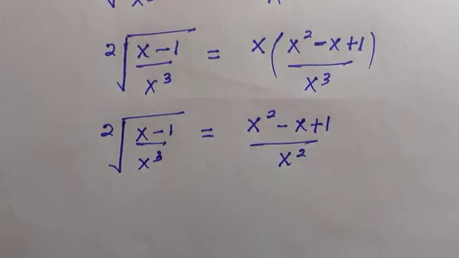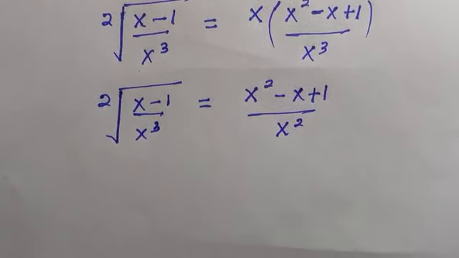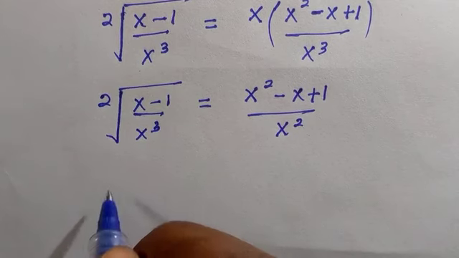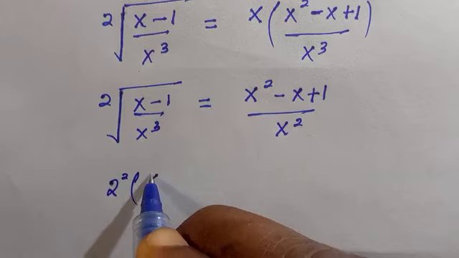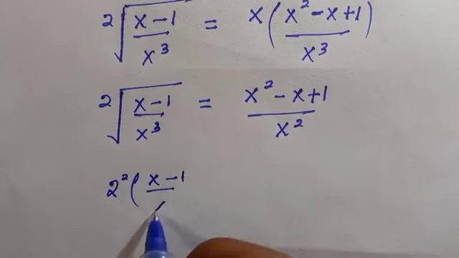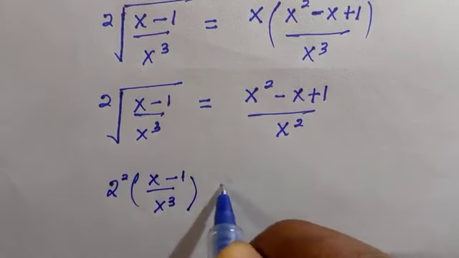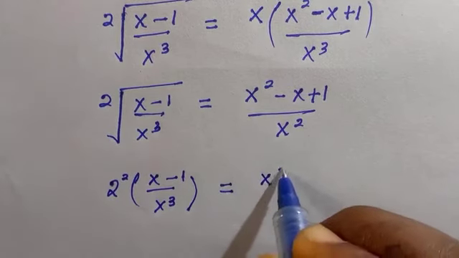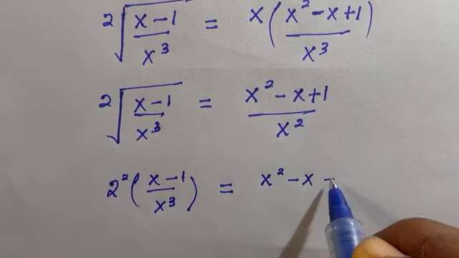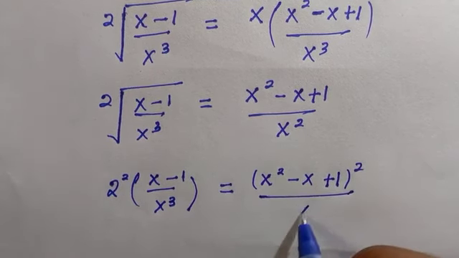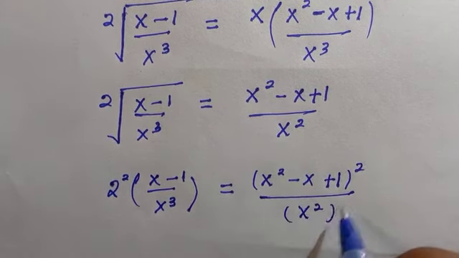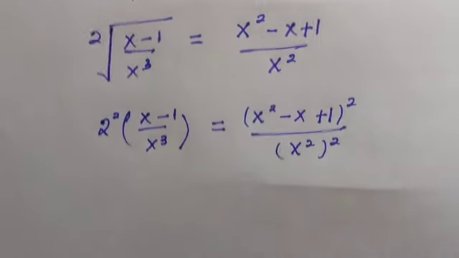And again, we are going to take the square of both sides, so I don't want to see the square root again. By doing that, we have this as 2 squared, and the root is cancelled, and it becomes x minus 1 over x raised to power 3, and equals, if we take the square of this, we have x squared minus x plus 1 all raised to the power of 2. And for the denominator, we still take its own square, and don't forget having a square as well.